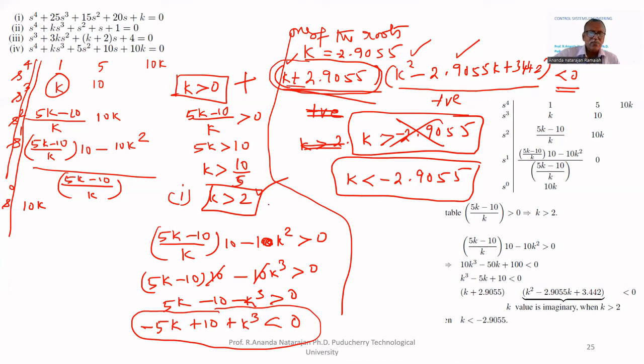So the first condition is K must be greater than 2. The second condition is it must be less than minus 2.9055. It is not possible to satisfy both conditions. Therefore, for all values of K, the system is unstable. It is not possible to satisfy both conditions.